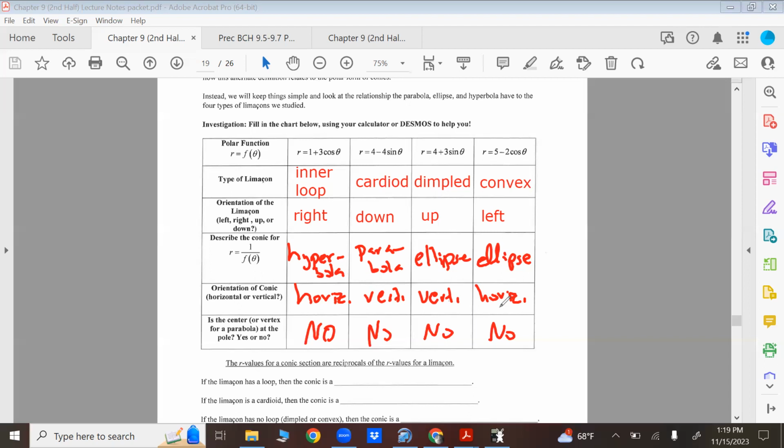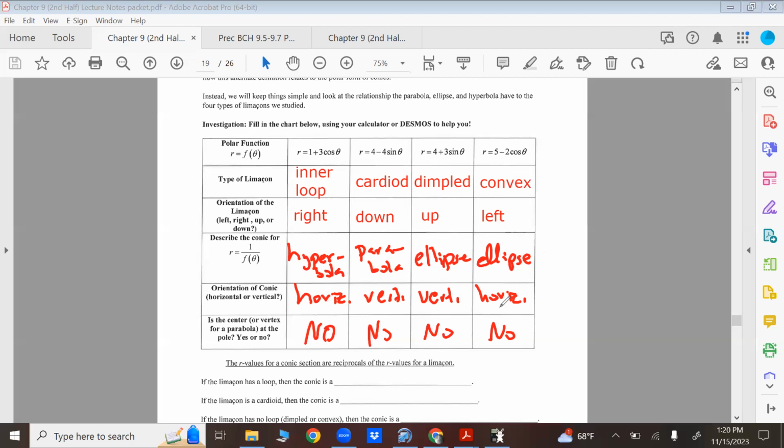This is when A is bigger than B, or the fraction of A over B was between 1 and 2. We talked about that. Well, actually, I talked on video. And then when the fraction between A and B is greater than 2, that's convex, meaning there's no caving in. In that case when it's convex, cosine has horizontal orientation. Sine has vertical orientation.